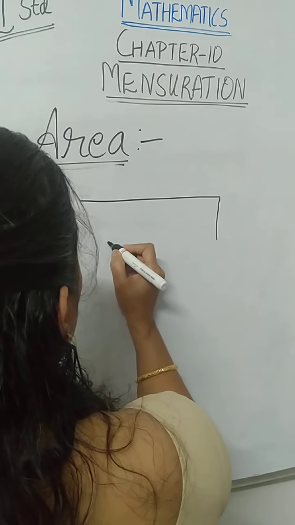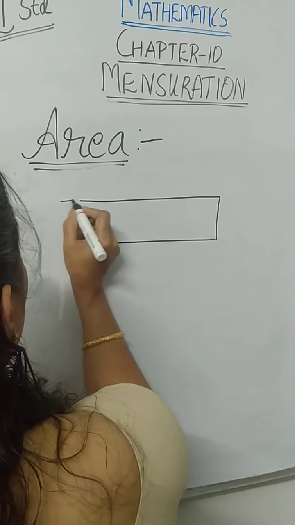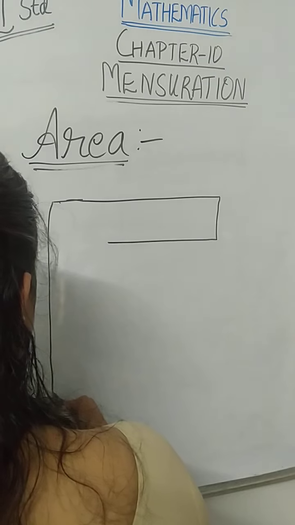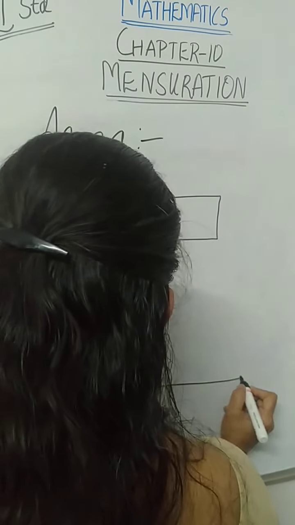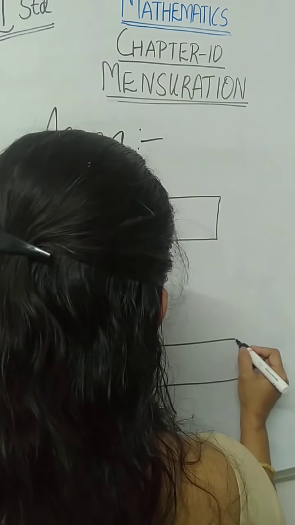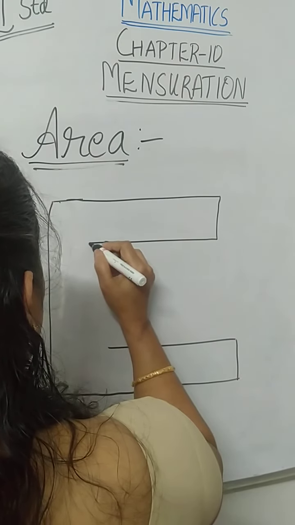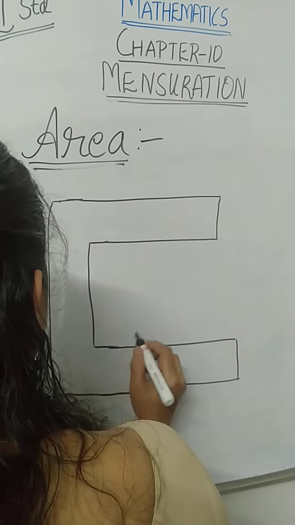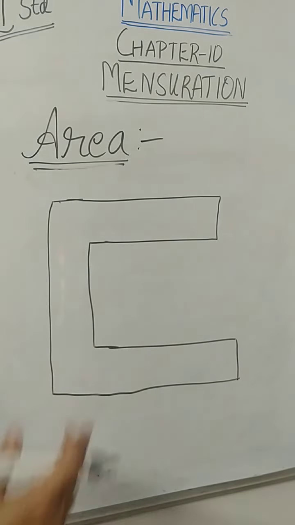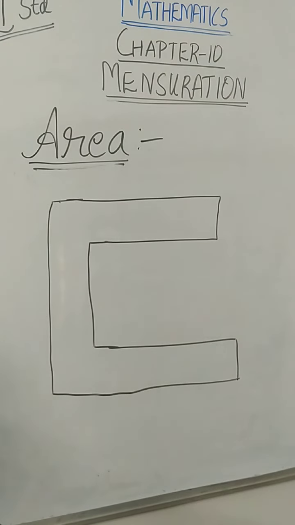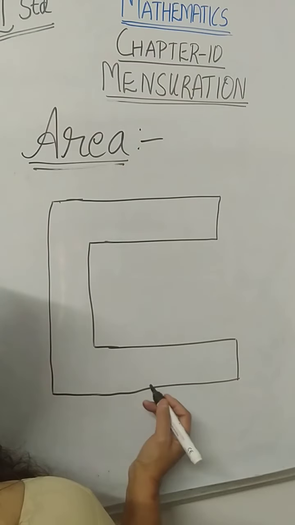Look here. Suppose a figure is given like this. It is almost in the shape of a C. They have asked you to calculate the area of this figure by dividing it into rectangles or squares, whichever you feel. They have given you the lengths also.